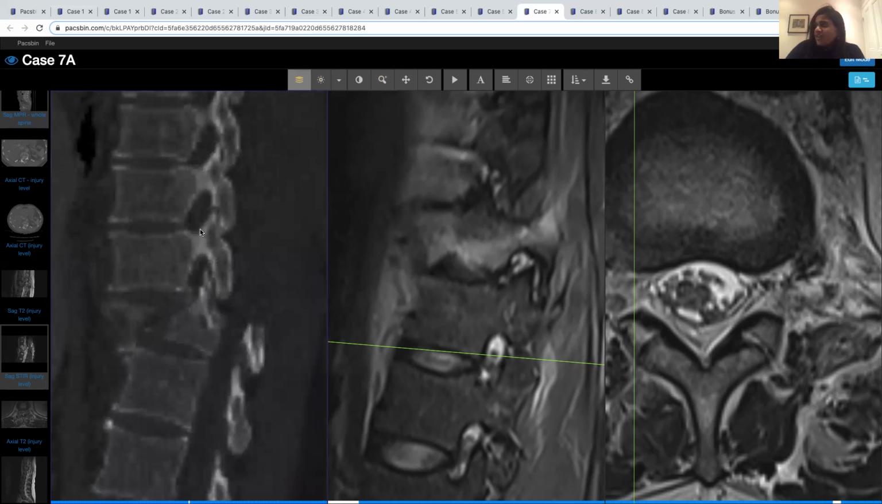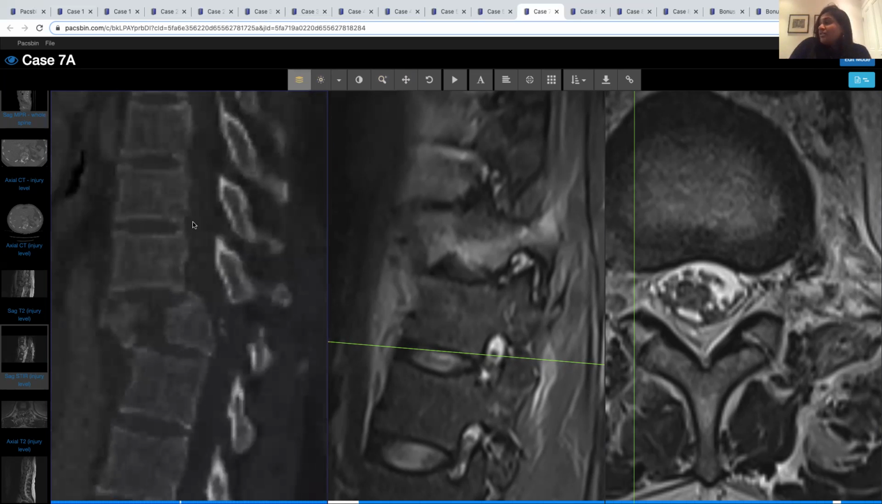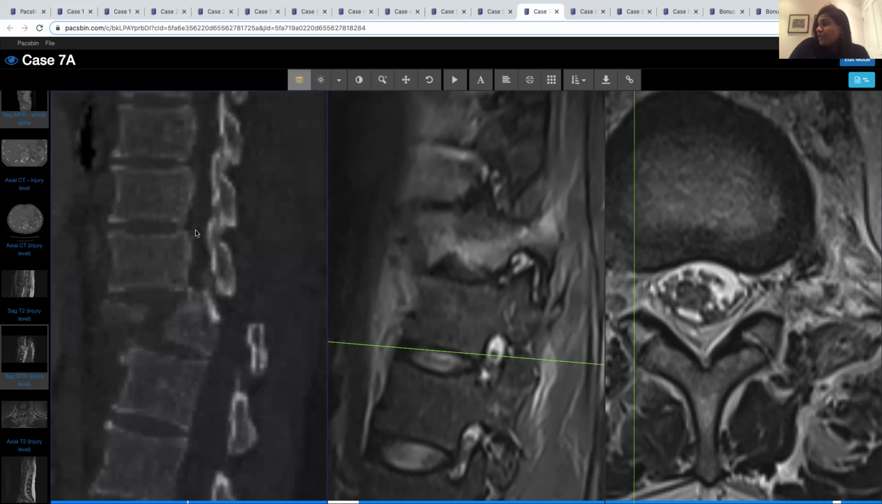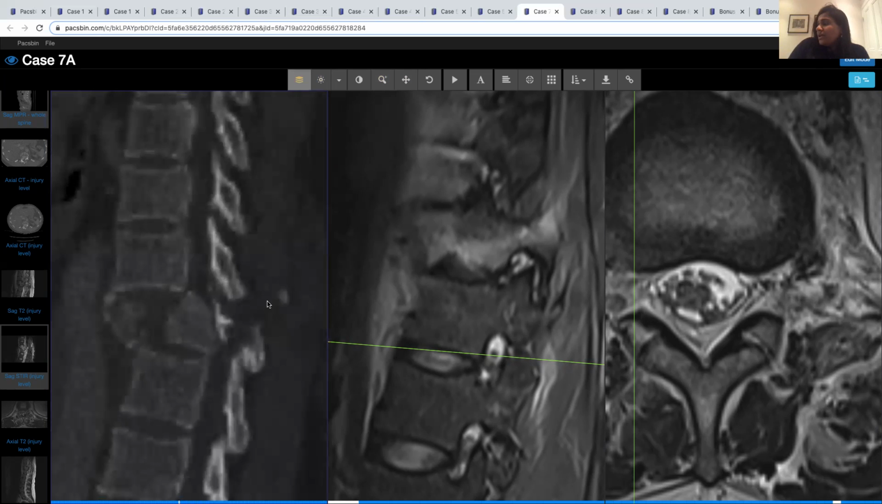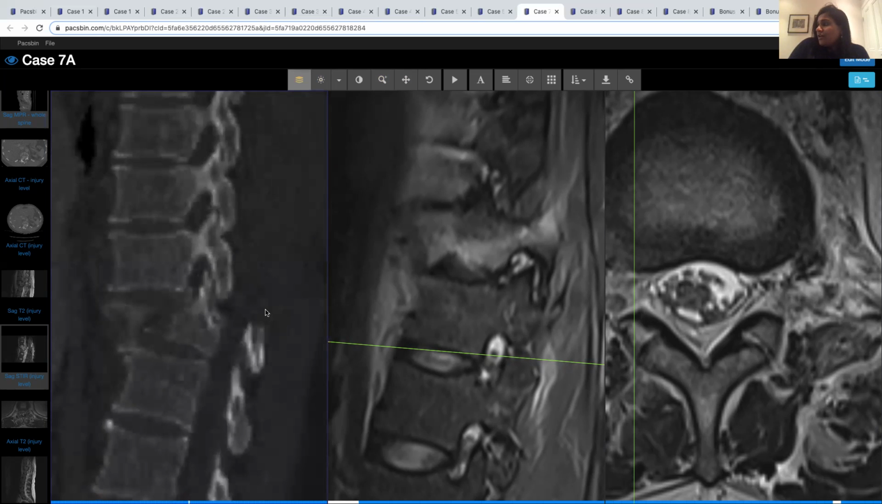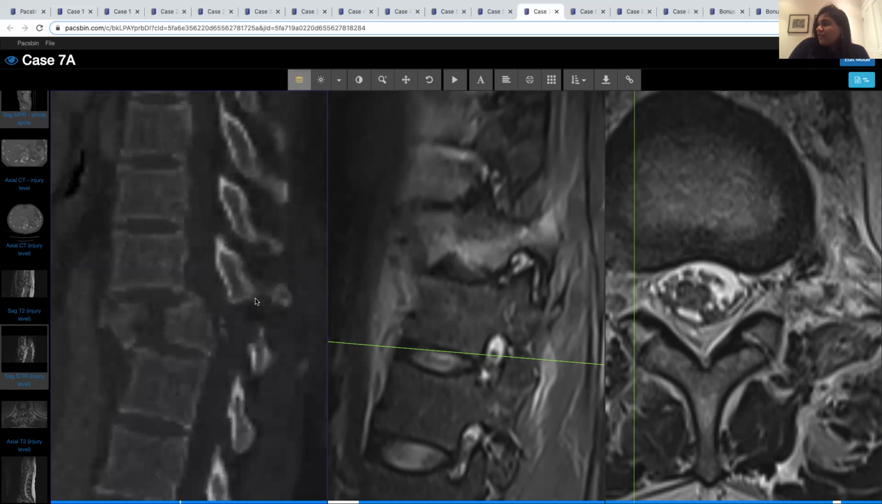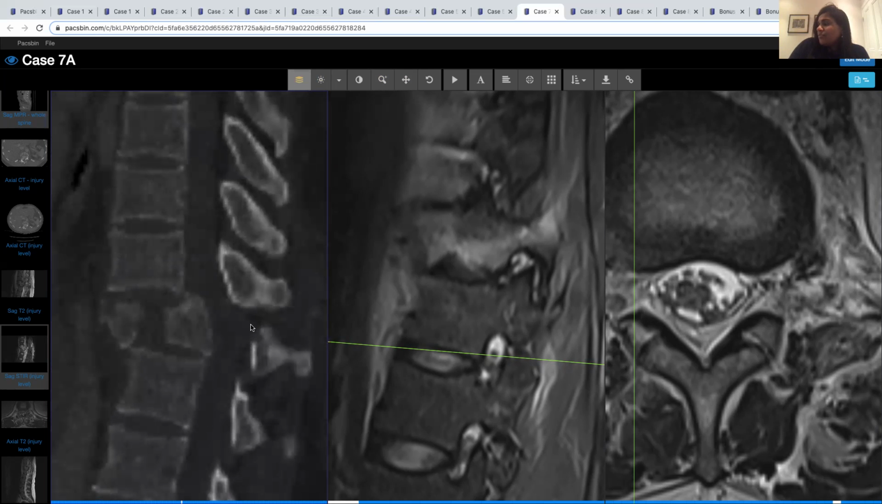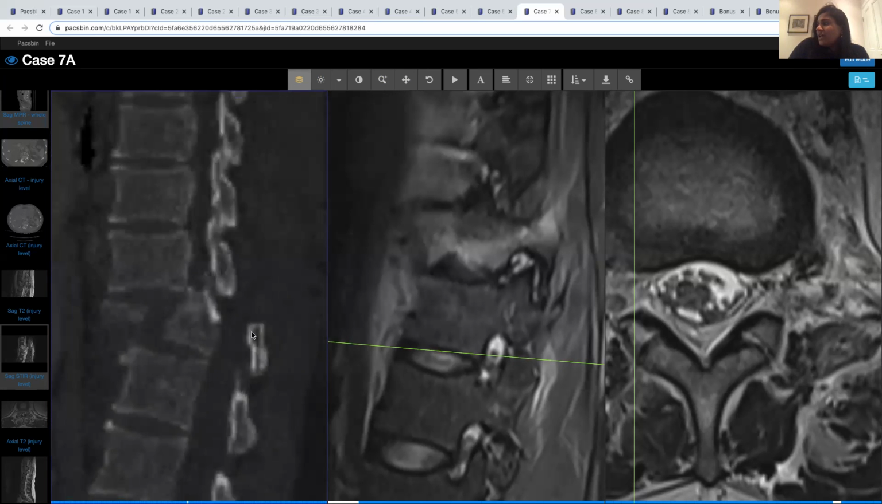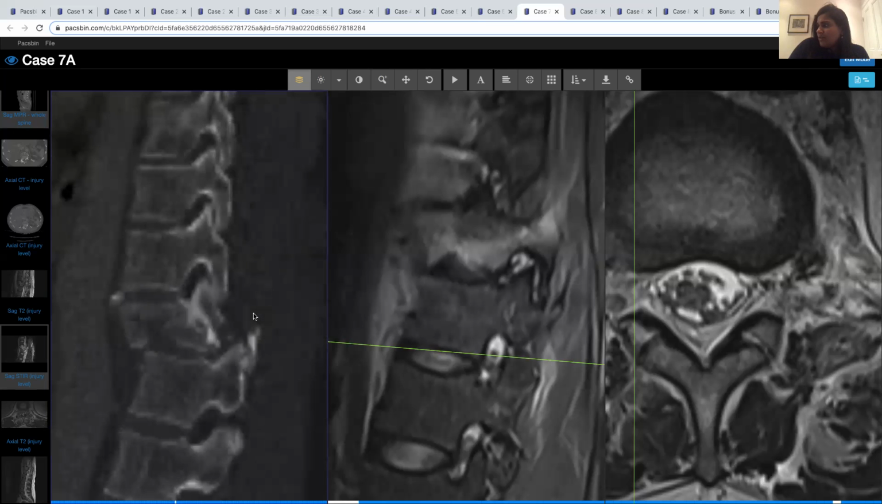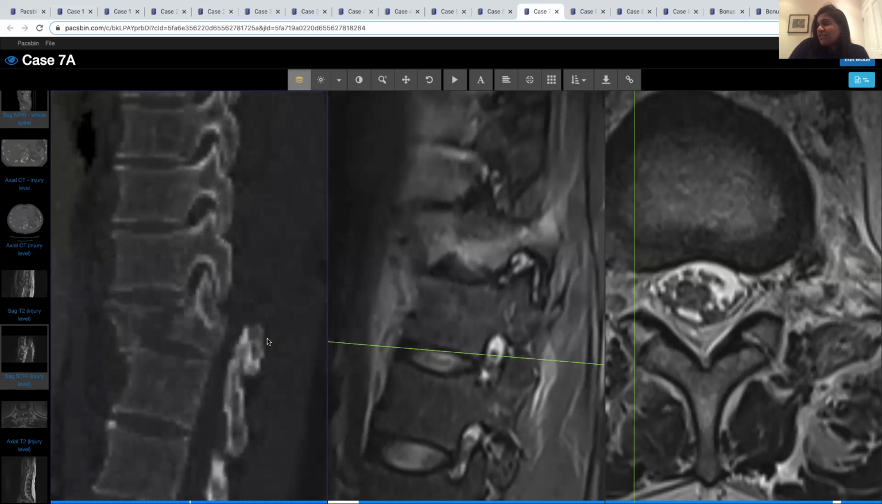So here you can see that you've got that burst type fracture of the vertebral body. Here we've got the fracture through the pars bilaterally. We've got a fracture of the anterior superior aspect of the spinous process, which is extending to involve the laminae bilaterally.